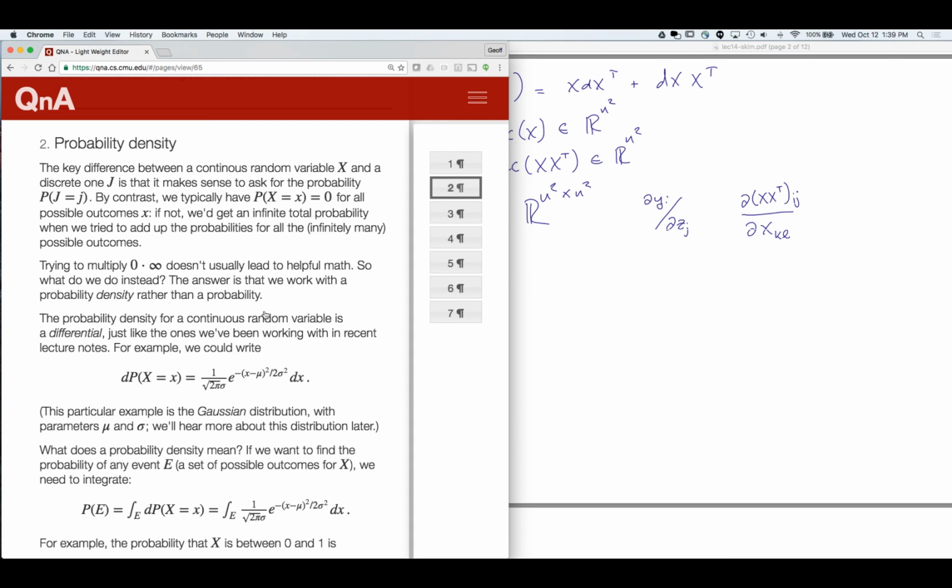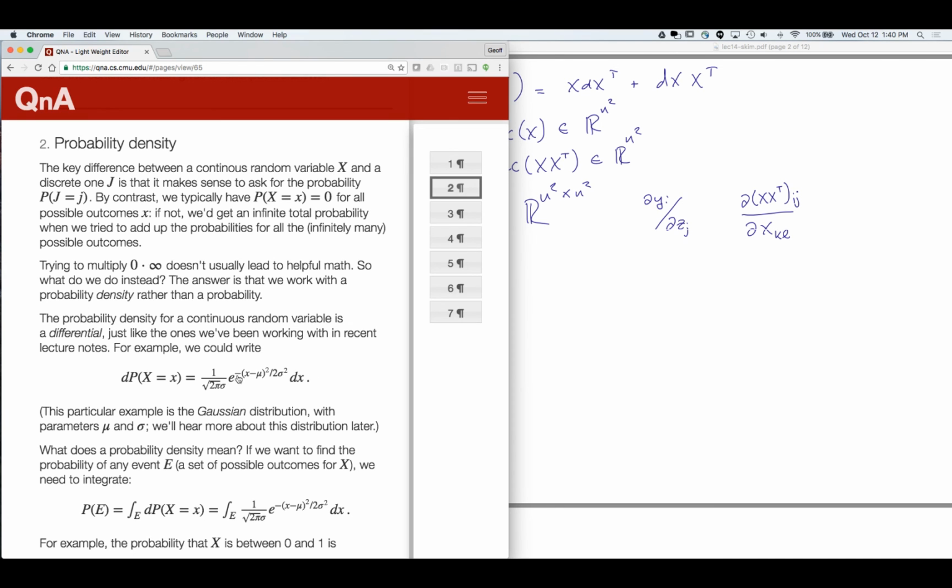We can't talk about the probability of a real number. What we talk about instead is what's called a probability density. And the probability density is actually just a differential, exactly like the differentials we've been working with in the past unit. That's why we did that unit before we started talking about continuous random variables. And so here's an example. You can say that the differential probability that the random variable x is around the assignment little x is equal to some expression times dx.